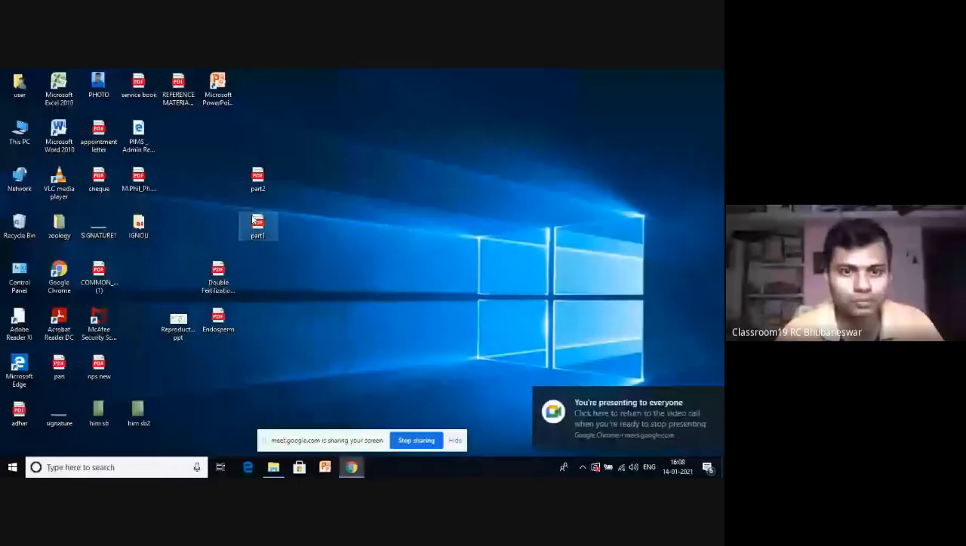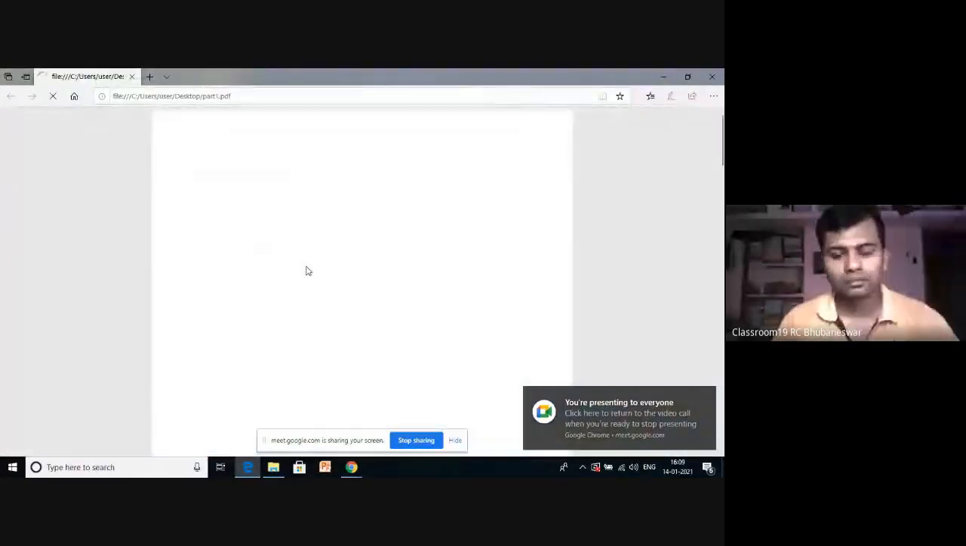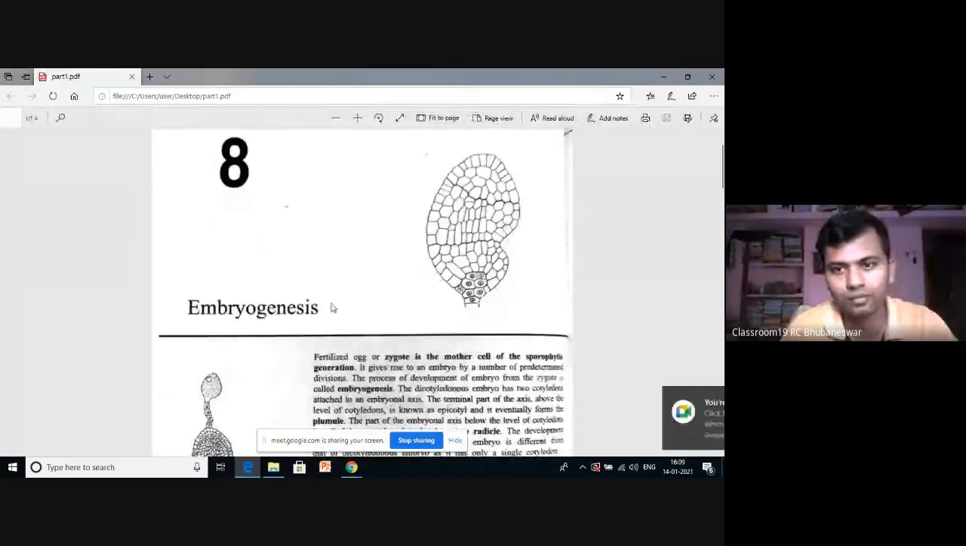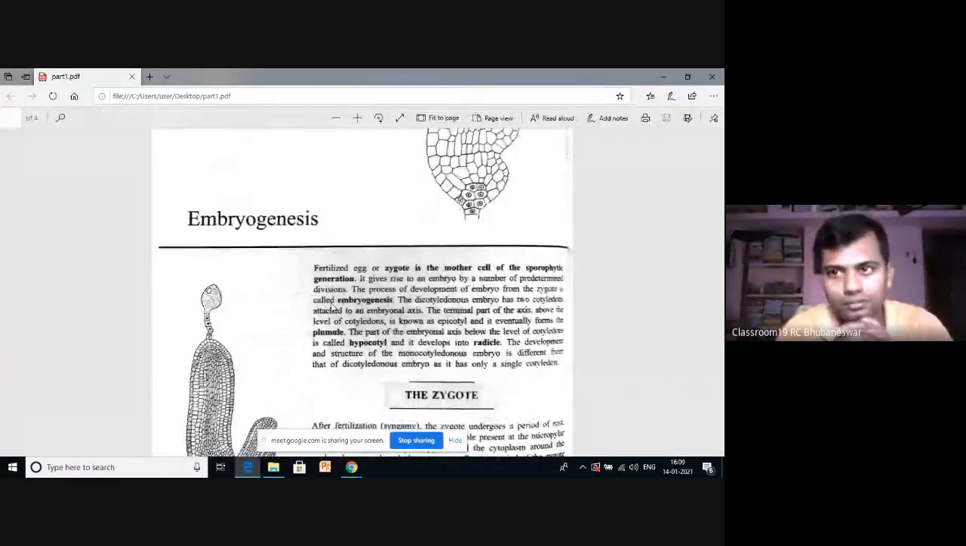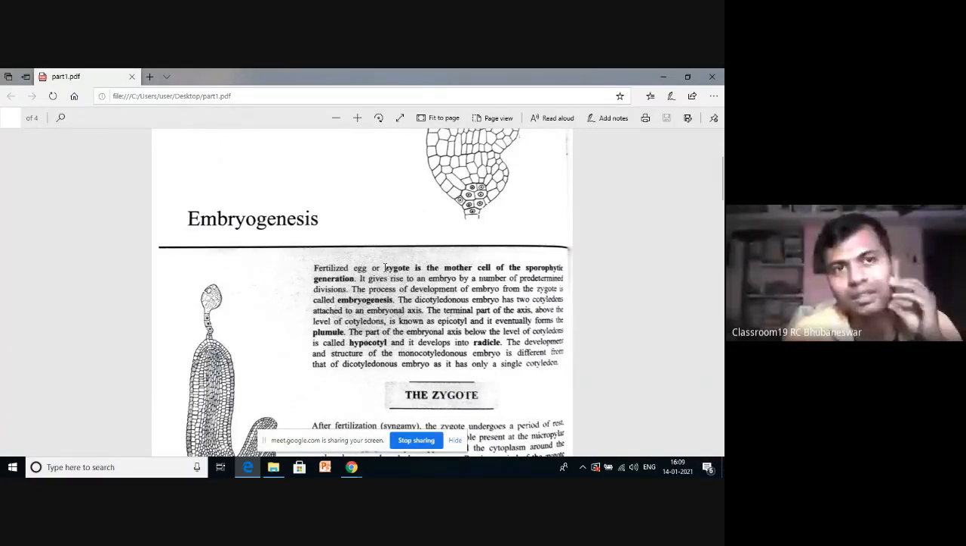Fertilized egg or zygote develops a resistant wall around itself and forms an oospore. Then what is the concept of embryo? It is not an embryo yet.